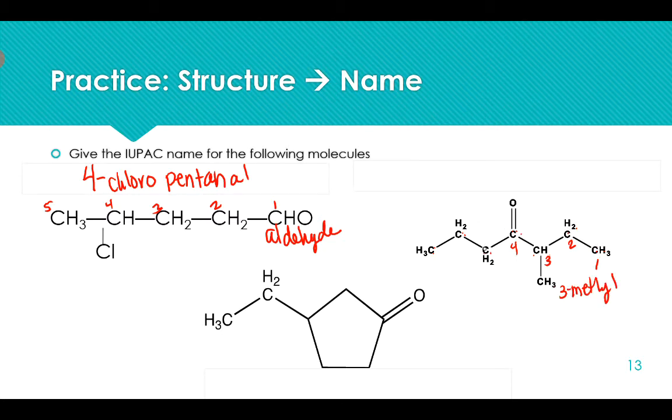1, 2, 3, 4, 5, 6, 7. That's a ketone. So 7 carbons long is hept. All single bonds is an, and then one. Make sure you remember that you do have that an syllable in there. A lot of times in this part of the semester, people start leaving that out, but that indicates that you do have single bonds. And so we want to remember to keep that syllable in there. That does mean something.